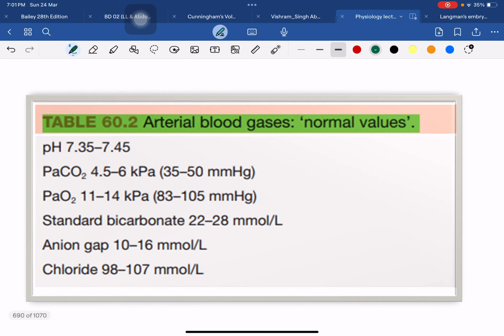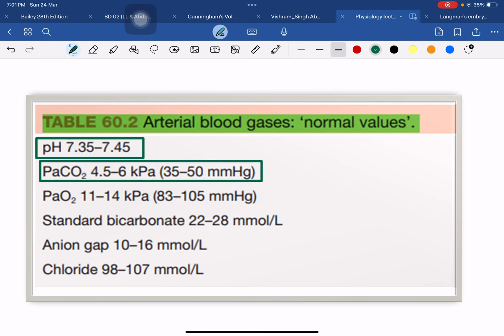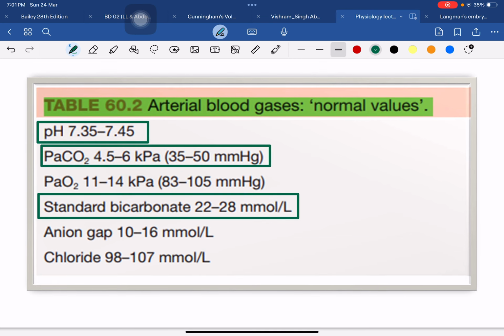So first of all, let's see some normal levels. pH is normally 7.35 to 7.45. Then the partial pressure of carbon dioxide is 4.5 to 6 kilopascal, and the standard bicarbonate level is 22 to 28. So these three important parameters we have to remember very carefully. Other parameters also: partial pressure of oxygen is 11 to 14 kilopascal, anion gap 10 to 16, chloride 98 to 107 millimole per liter.